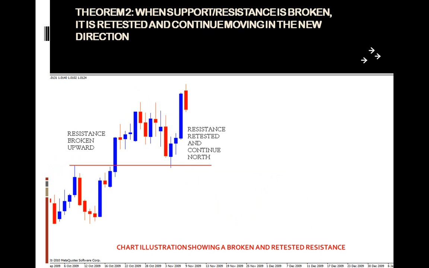Still theorem 2. This is relevant to resistance level. Now at this point of resistance level, we saw how price was broken. Price broke the resistance level upward, and it came back again to retest that resistance level before moving north. So once a resistance level is broken, it is expected the price will come and retest that level before moving up to the next resistance level.